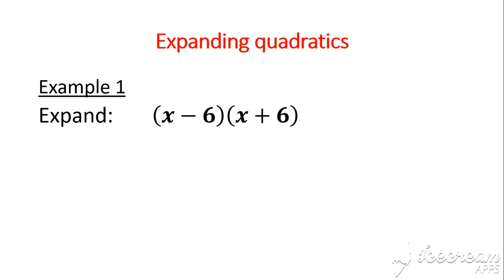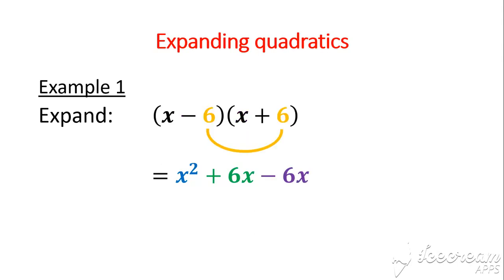Example 1, let's expand this quadratic. The first bracket is x minus 6, and that's been multiplied by the second bracket, which is x plus 6. So here we go. X times x is x to the power of 2, or x squared. X times the 6 is 6x, but it's a plus 6, so we're going to write down plus 6x. Now we're going to go x times this 6, or 6 times x, which is 6x again, but it's a minus 6, so we have to write down minus 6x.